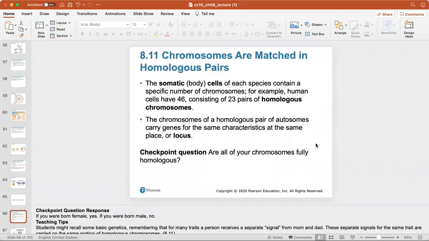Meiosis then, and crossing over. So meiosis has to do with cellular reproduction in the gametes or the sex cells, your sperm and eggs. And the somatic cells of each species contain a specific number of chromosomes. For example, human cells have 46, consisting of 23 pairs of homologous chromosomes, and the chromosomes of a homologous pair of autosomes carry genes for the same characteristics at the same place, or locus.